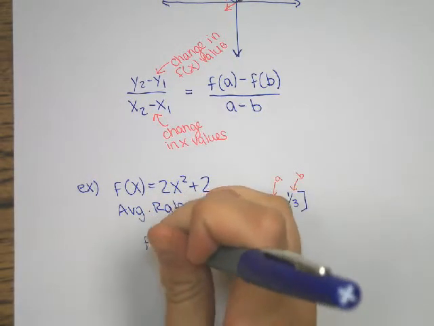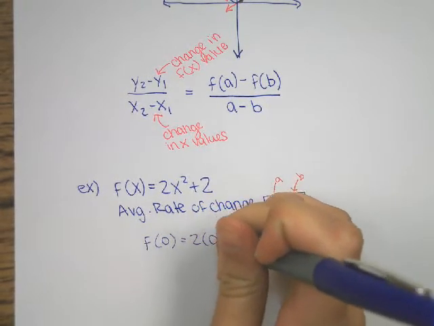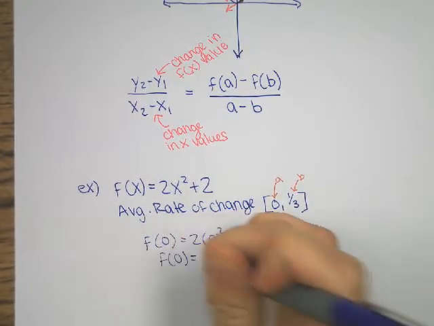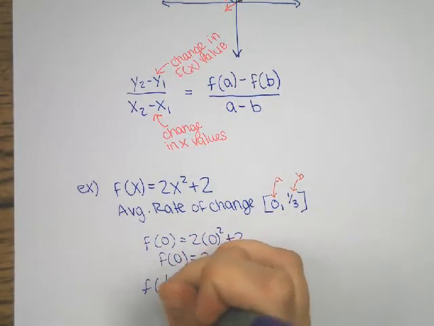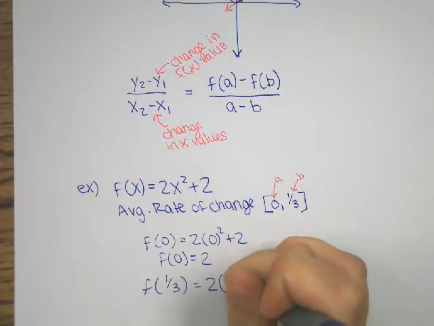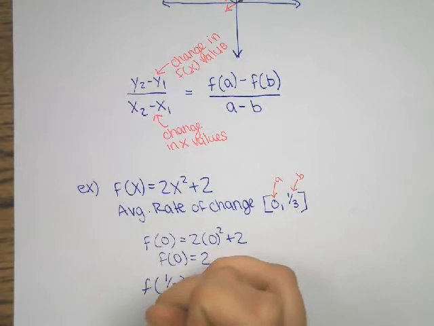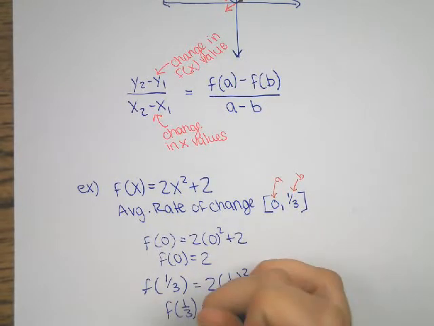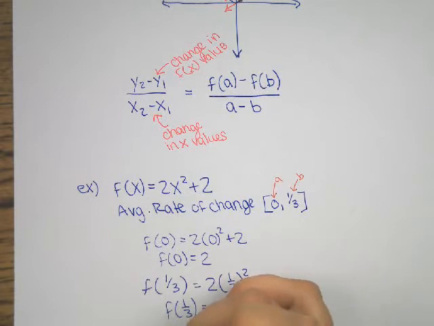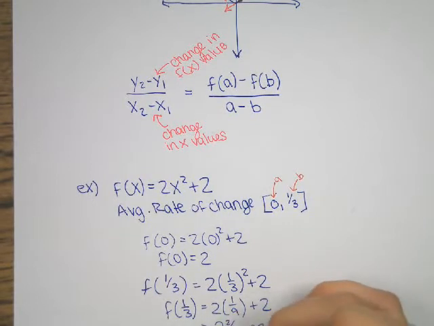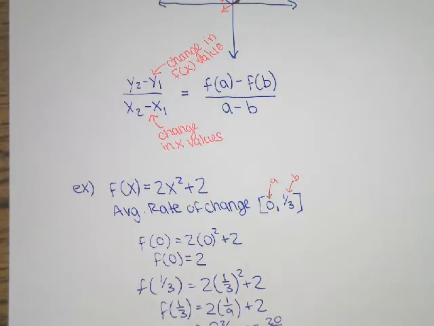So I'm going to find f of 0. And if I simplify that, f of 0 is 2. Then I'm going to find f of 1/3. Let's see, f of 1/3, 1/3 squared is going to be 1/9. So we've got 2/9 plus 2, so we got 2 and 2/9, or, what is that, 20/9? Okay, if you want it as an improper fraction.